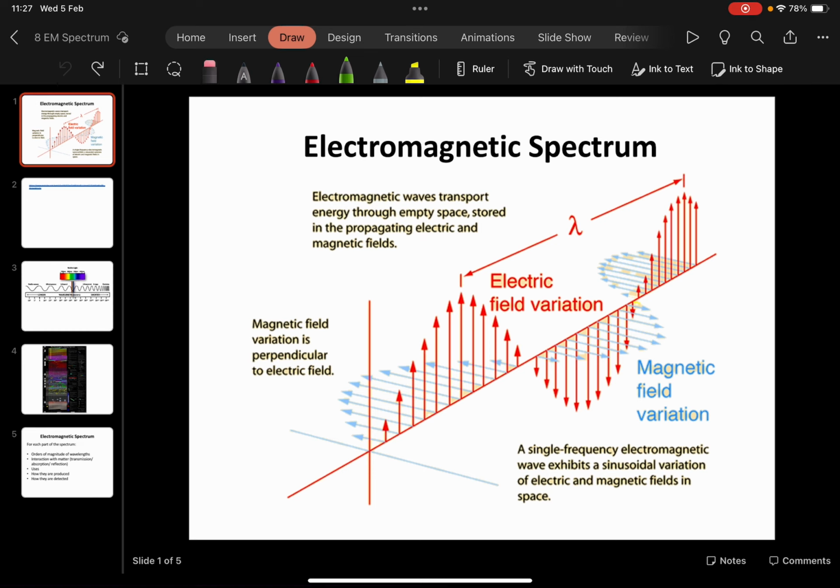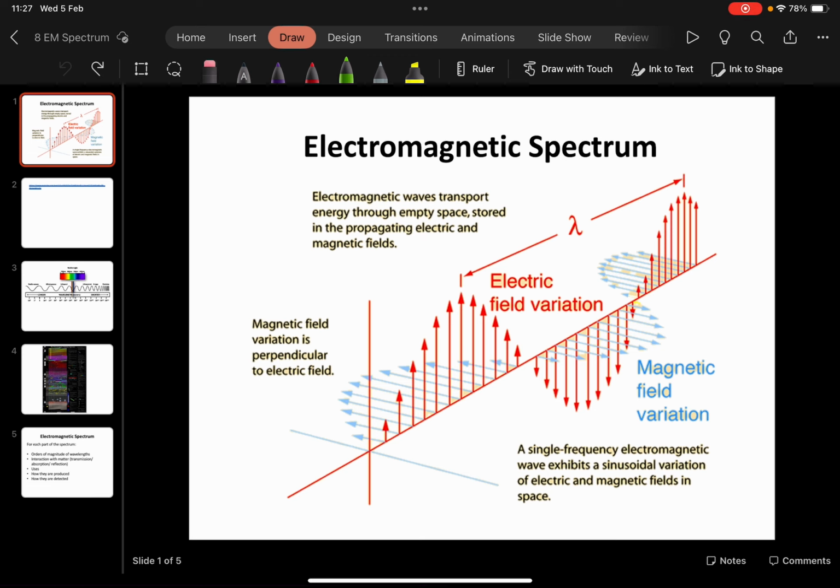You're already aware of the electromagnetic spectrum. Hopefully you can put the parts of the spectrum in the correct order, and you're aware of some of the uses and applications of each part of the electromagnetic spectrum. What we want to consider today is just really the nature of an electromagnetic wave.